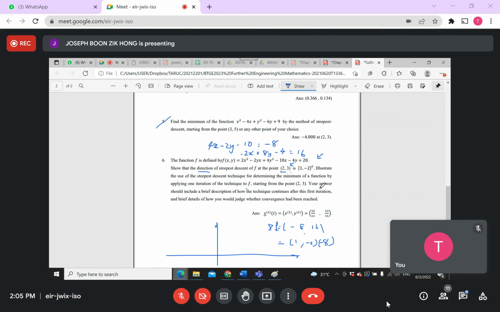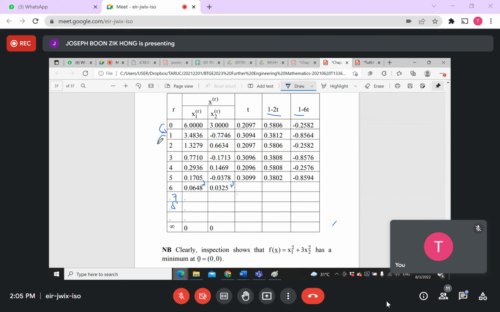That's all. Okay, and then your answer should include a brief description of how the technique continued after the first iteration. So after the first round, how you're going to continue. Just give the formula, and then after the first round, what is the formula again, and brief details of how you judge whether convergence has been reached. So that means, first you need to show how they converge. What that means by converge, you will see the difference is getting smaller and smaller. This is the first thing, to show how it converges.